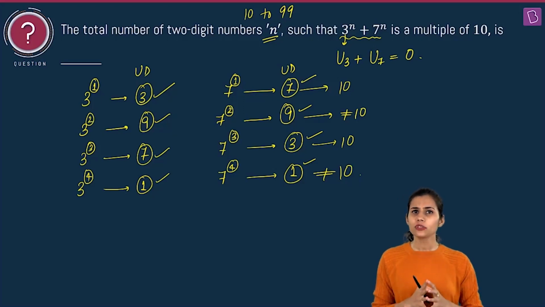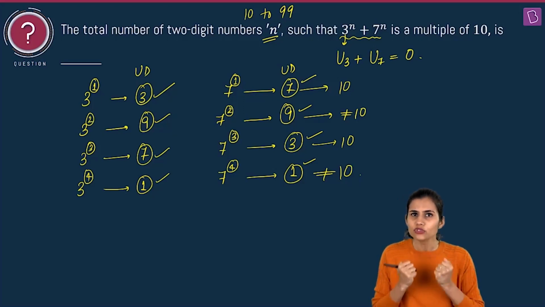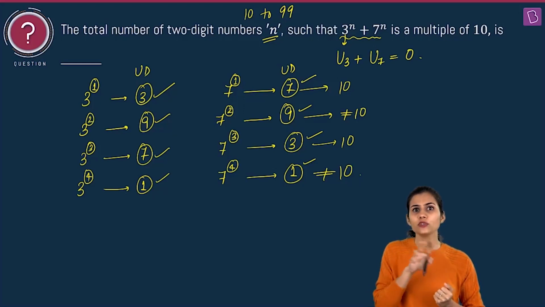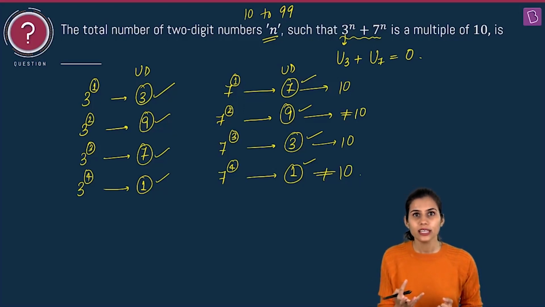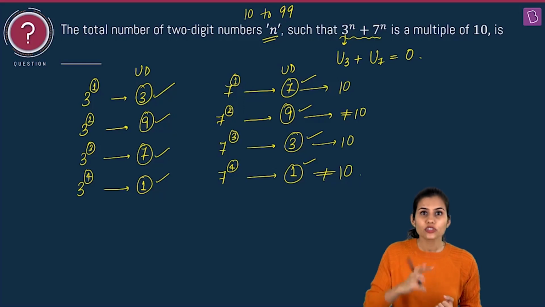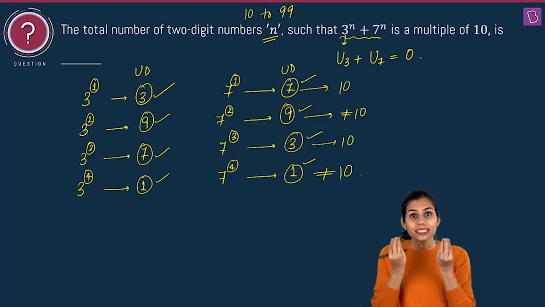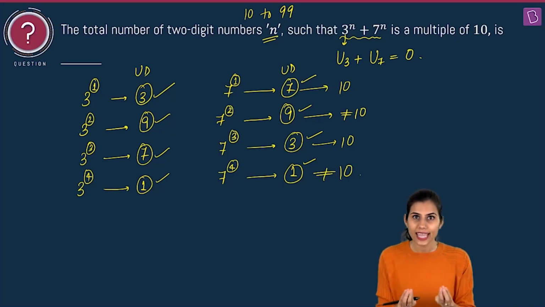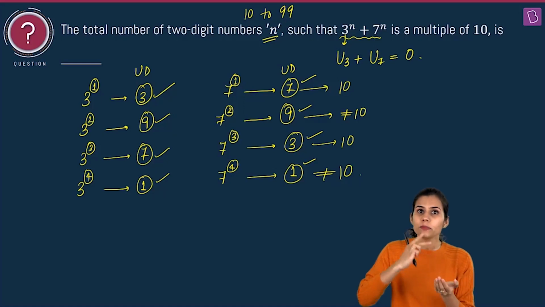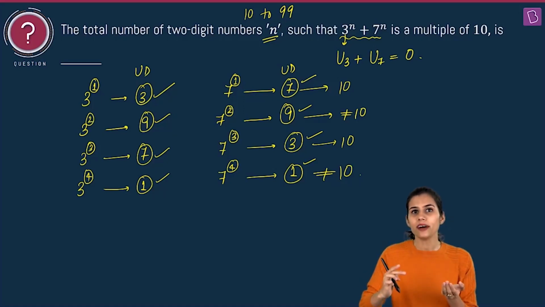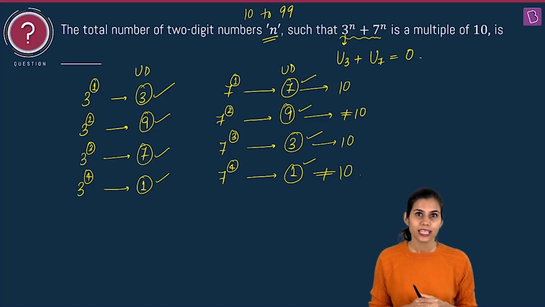So what are you able to understand from here? What are you able to draw from here? That corresponding to n being odd numbers, I am getting the units digit of 3 to the power n plus 7 to the power n equal to 10. That means it is the odd natural numbers n corresponding to which 3 to the power n plus 7 to the power n will happen to be divisible by 10.